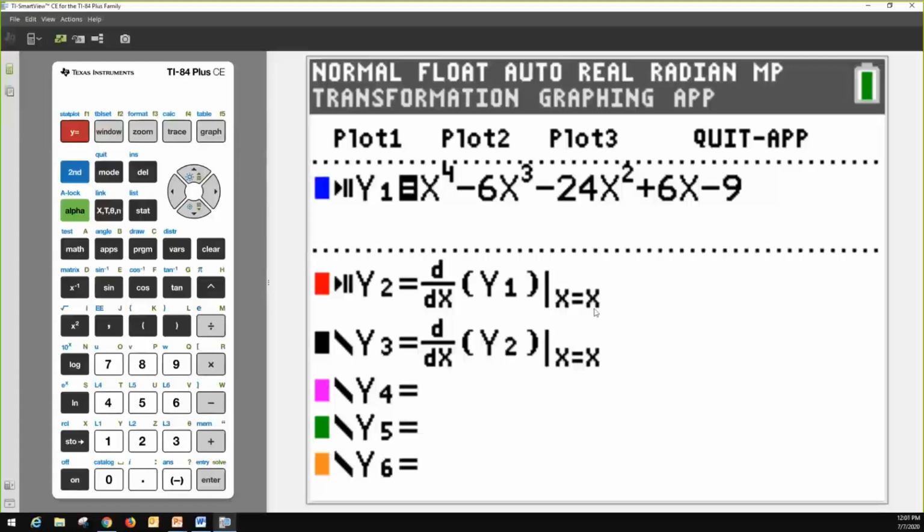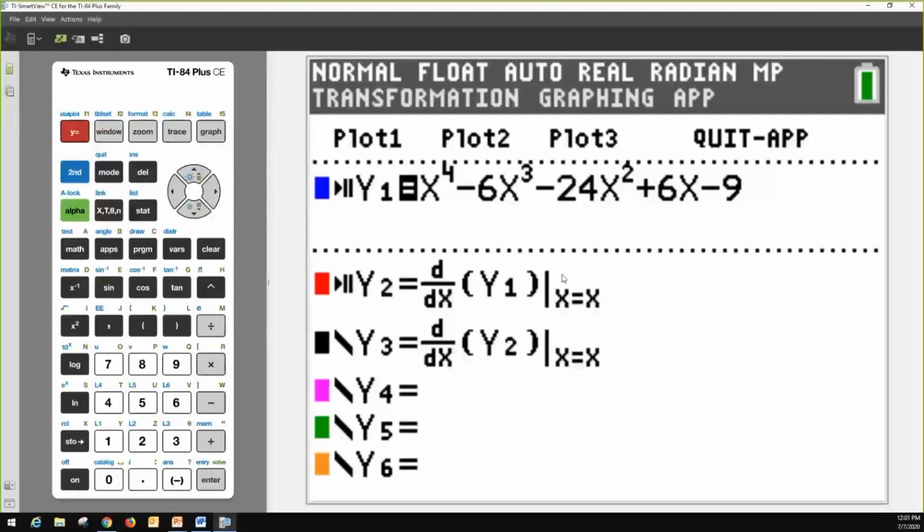In y3, I'm calculating the derivative of whatever's in y2. But we know y2 is the derivative of y1. In other words, y3 is actually going to be the graph of the second derivative.